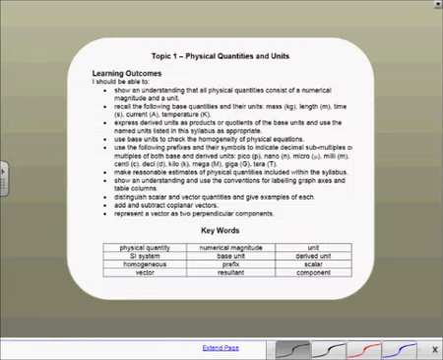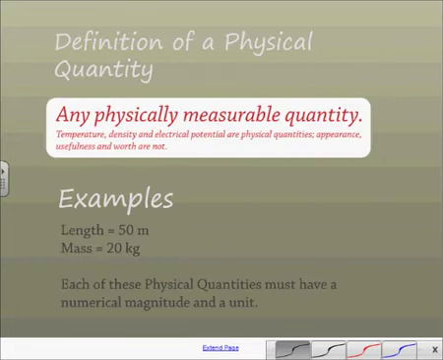At each topic you're going to get this sheet here, which is your learning outcomes. It's a good little summary of what you do need to know, and it's also got some important words. Now, the first thing we're going to look at is what is a physical quantity.